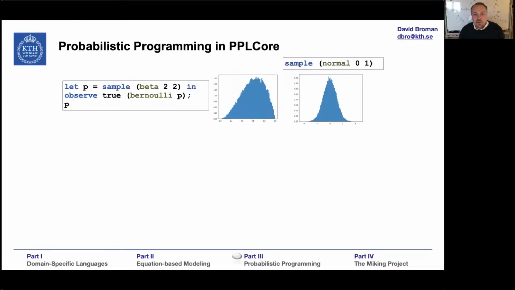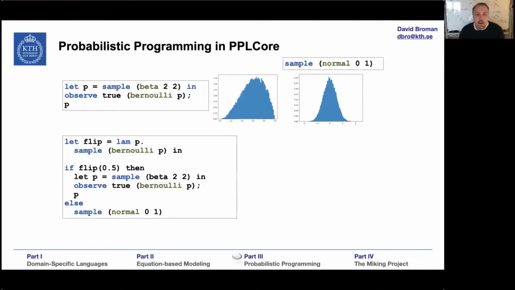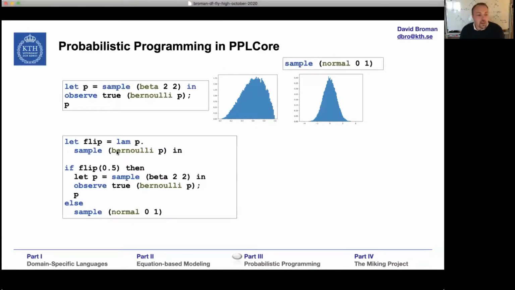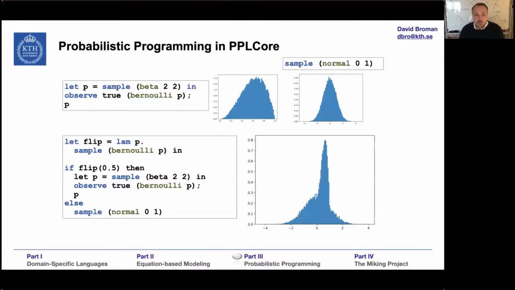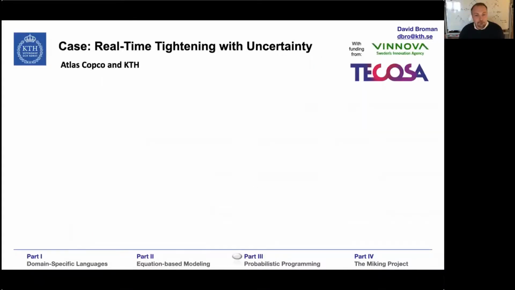If we continue with this and we have a normal distribution, we can create a more complex program that combines these two distributions. Here we are flipping a coin, and we have an if statement that either runs this and observes as we did before, when we got this distribution, or just samples from the normal distribution. Then the output would be a mixture distribution. By doing this programmatically, you can express very complex models and then do inference, inferring different variables that you are interested in. Okay, so that was a very quick intro to probabilistic programming.